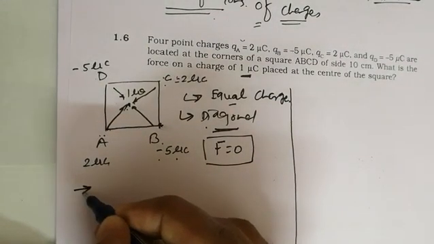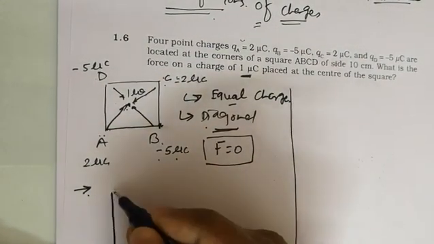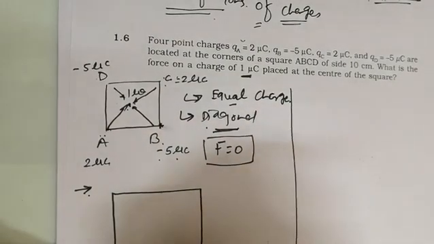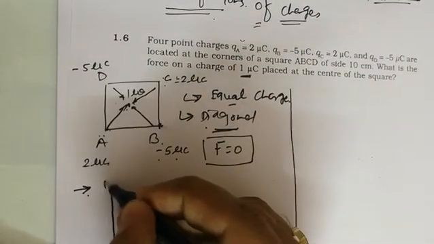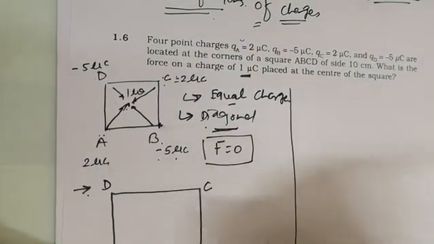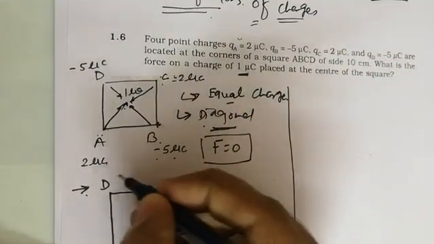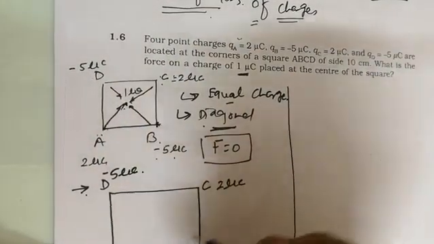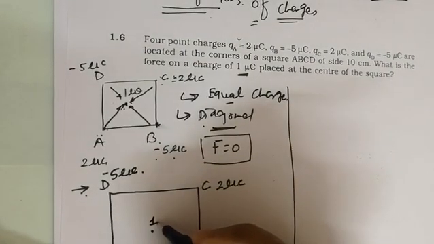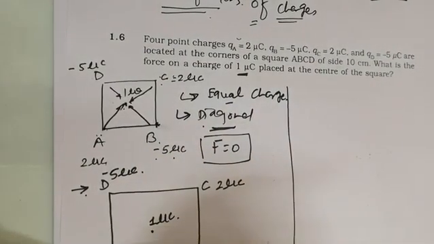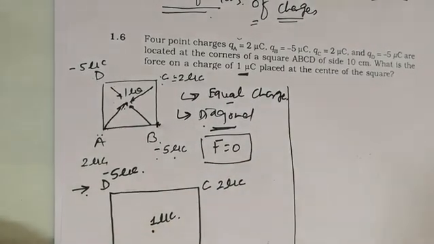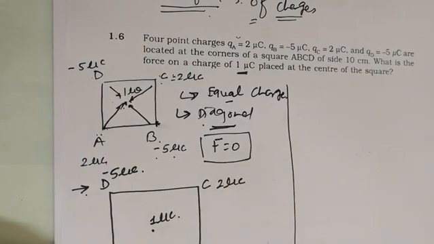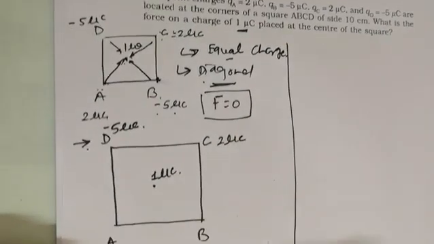But the other part is called the laborious method. Our charges are the same: A, B, C, D. It is 2 microcoulomb and minus 5 microcoulomb, again 2 microcoulomb and again minus 5 microcoulombs, and the charge at the center is 1 microcoulomb. As I have assigned, from the center I am using this point. Every side has a distance of 10 centimeter.